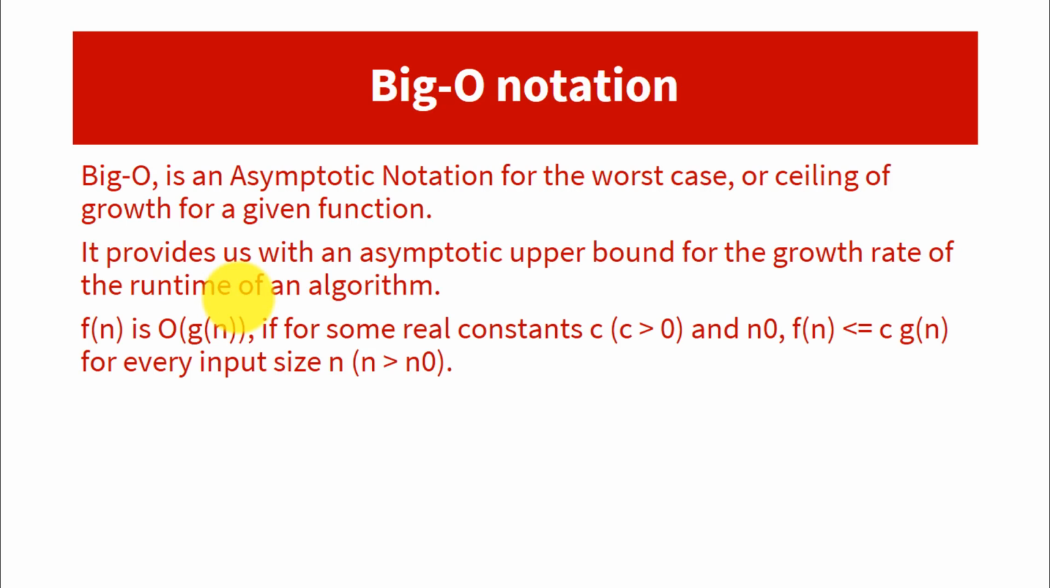So what is the big O notation, right? It's an asymptotic notation for the worst case or ceiling growth for a given function. So it simply means what is the worst time, what is the maximum time this algorithm is going to take on a size of input, right?